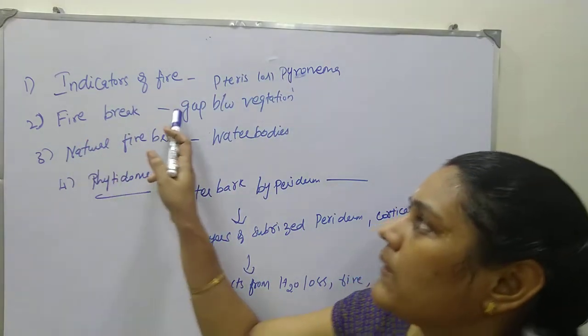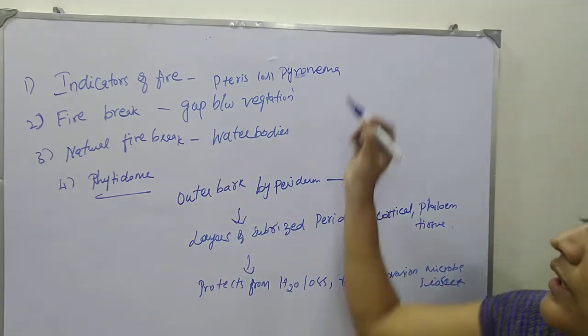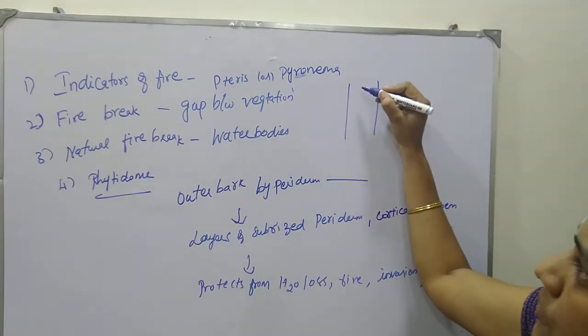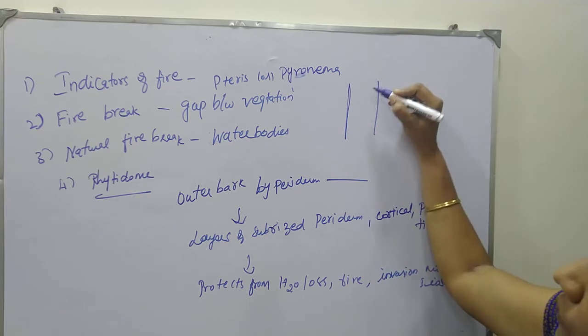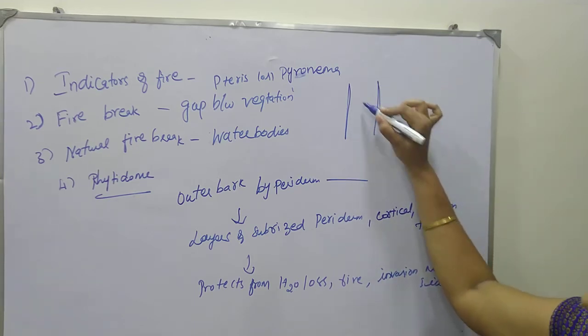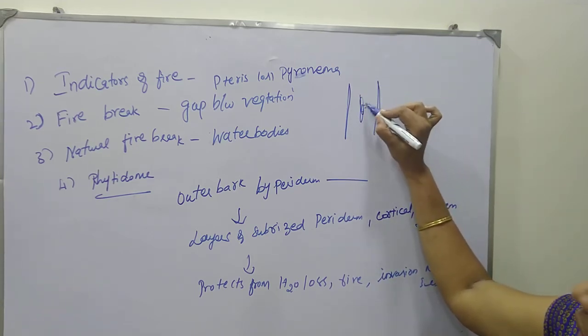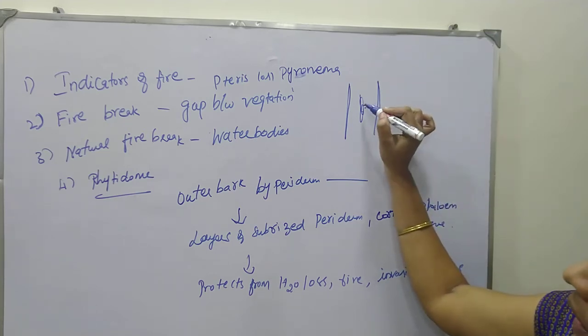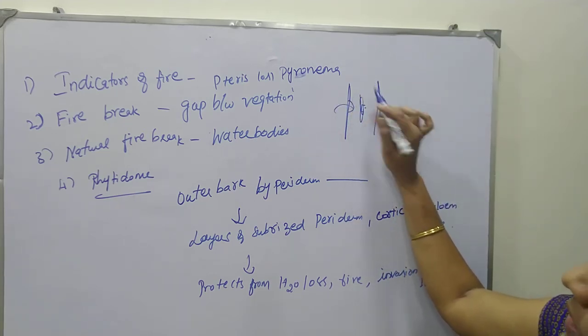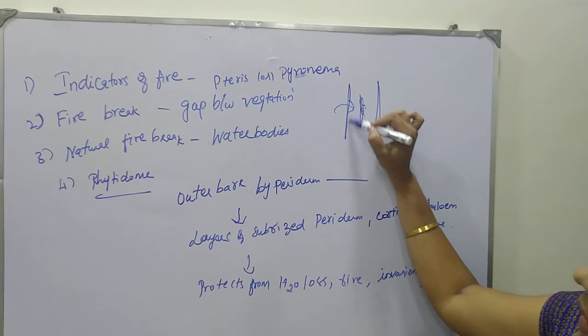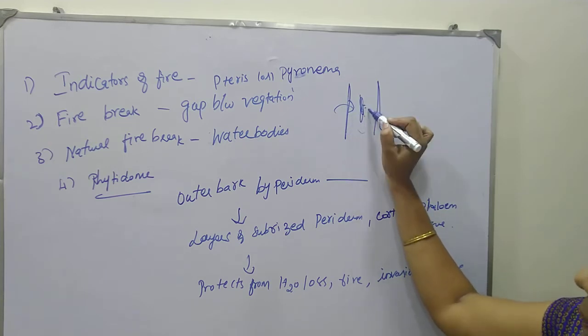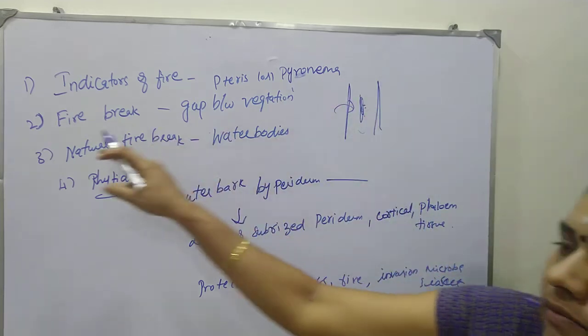And a fire break means a gap in the vegetation. Suppose there is an agricultural field, with one line of crops, then another line of crops, and in between there is a gap. That gap stops fire accidents. When the fire is coming here, it gets stopped in this gap. So that is called a fire break.